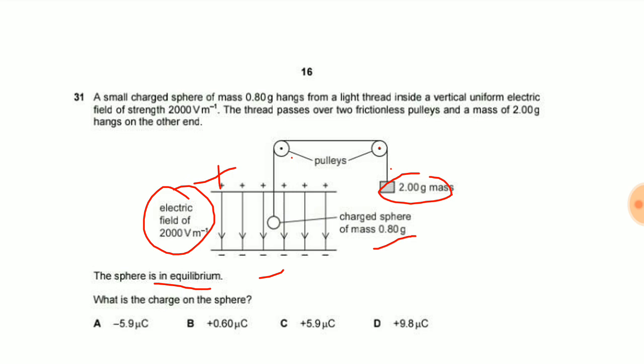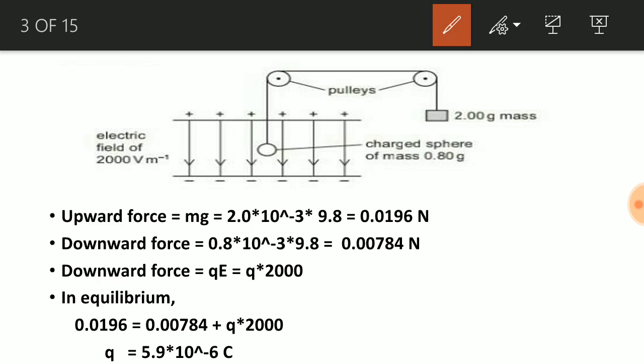Now let us see how the forces are acting here. The upward force for this mass is m into g, because this is acting in a rope like this because of this mass, and the downward force for this sphere is m into g, that is this Newton. Now the charge should experience some downward force, because this upward force is more, and the object is in equilibrium. In order to be in equilibrium, the charged sphere must experience some downward force.